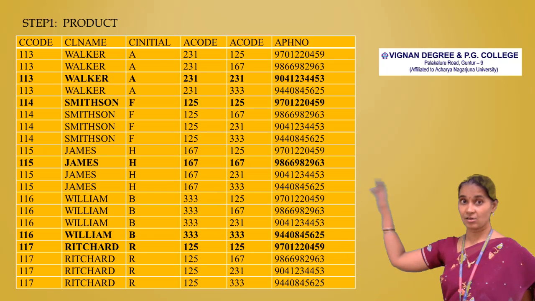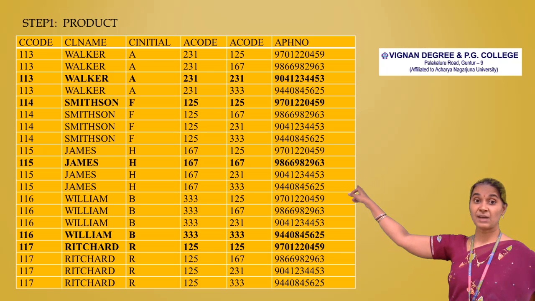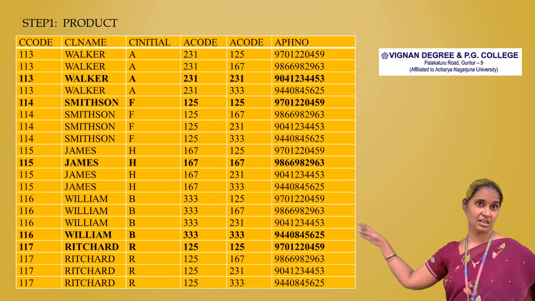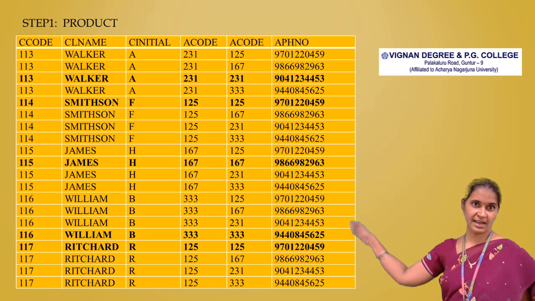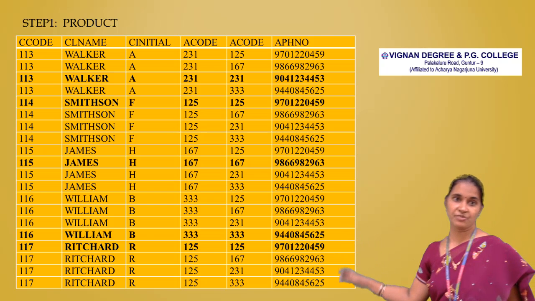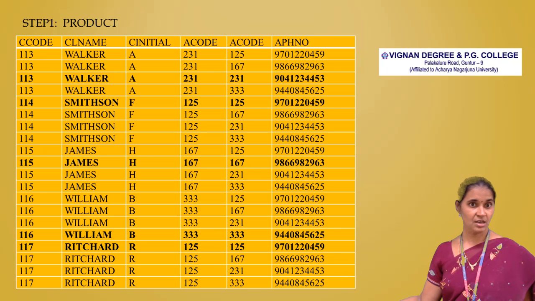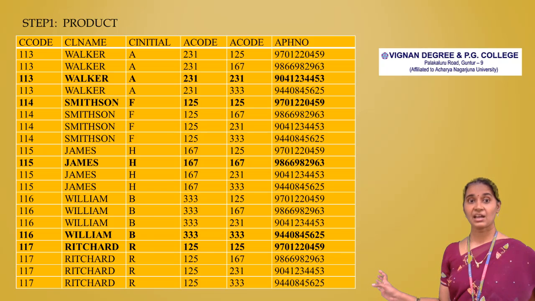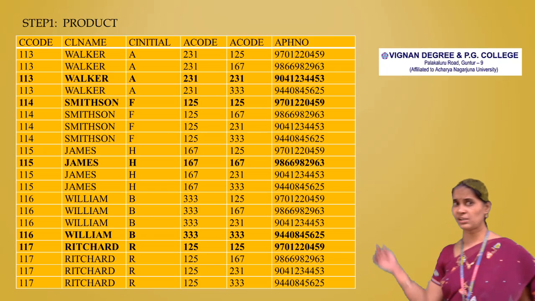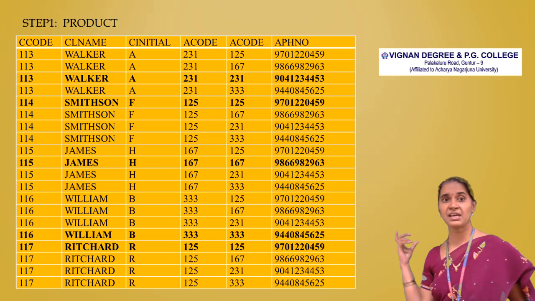Combining, first step, product. So 113 is multiplied with all the 3 rows, so we get 3 rows. After that, 114 is multiplied again with 3 rows, again 115, 3 times, 116, 3 times, 117, 3 times. So I get overall 15 rows in this table. If you look over the table, there are some rows which are being highlighted.